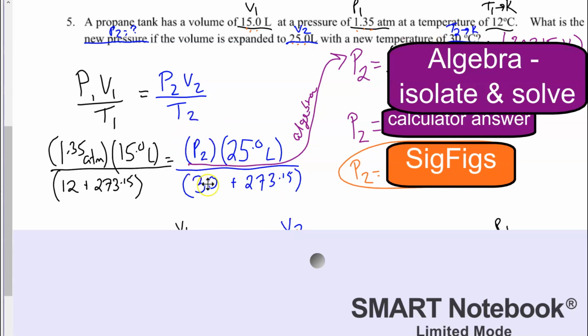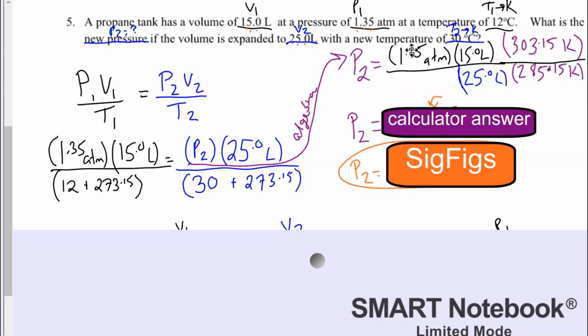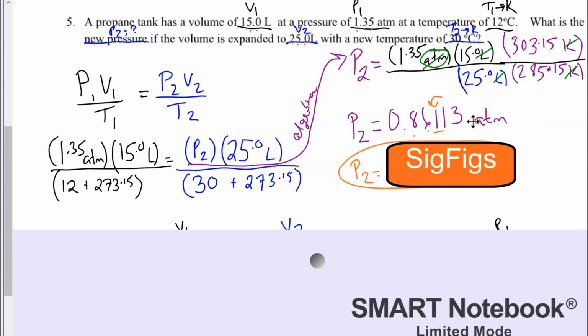We need to get P2 by itself. Do your algebra either by cross multiplying and dividing or just doing the same thing to each side. Here is your work for what P2 should be with all the variables plugged in. So let's take a moment and check to make sure all of our units cancel. Atmospheres does not cancel. Liters cancels. Kelvin cancels. That's good because pressure we want in atmospheres. Plug it into your calculator. Calculator says 0.86113 atmospheres.